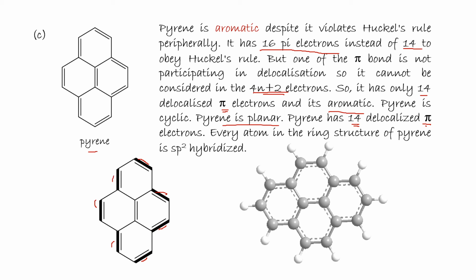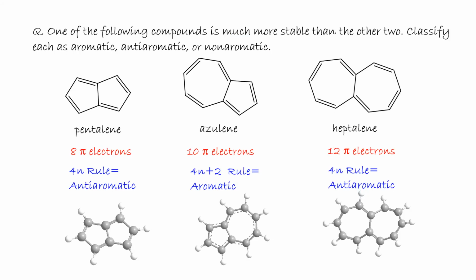Okay, that's 14 pi electrons. Every atom in the ring structure of pyrene is sp2 hybridized. One of the following compounds is much more stable than the other two. Classify each as aromatic, anti-aromatic, or non-aromatic. Of course, if it's aromatic, that means it's stable.